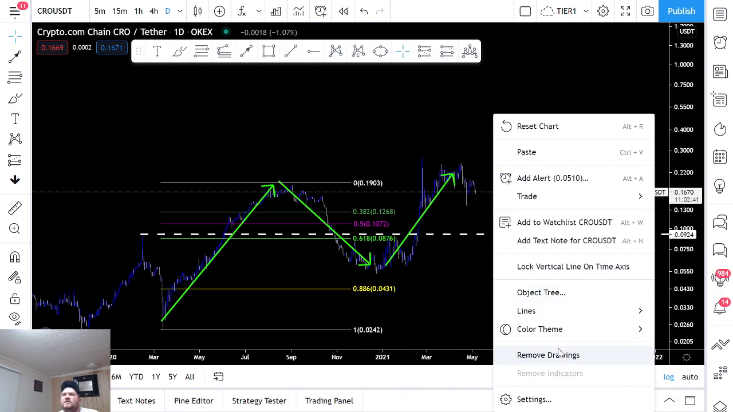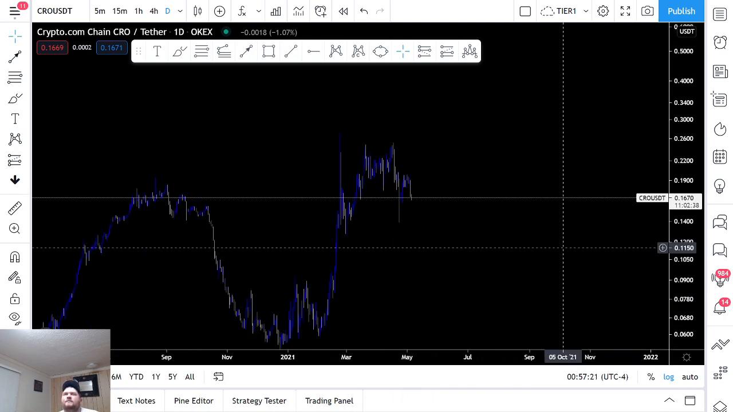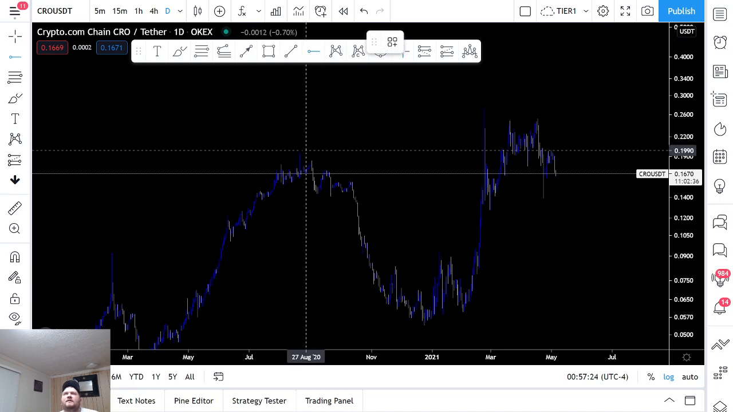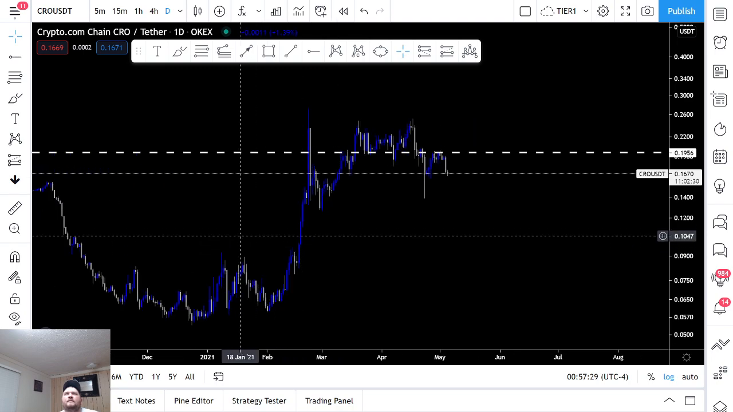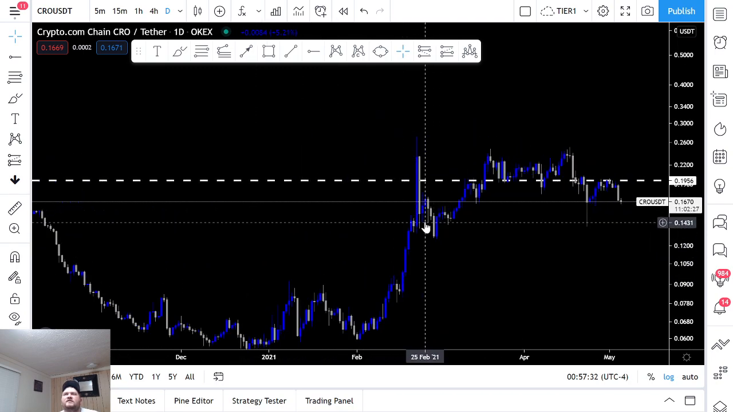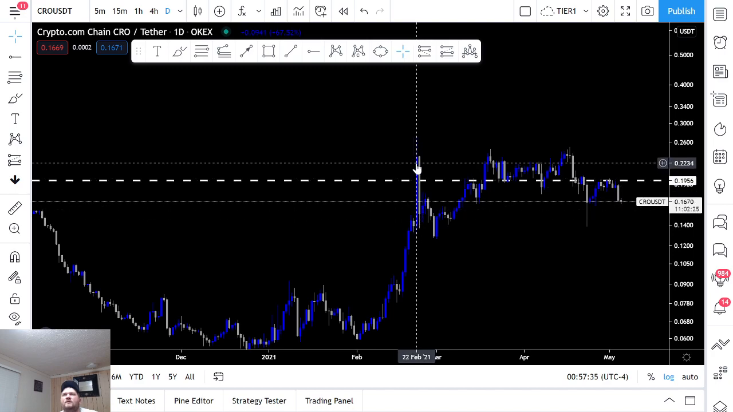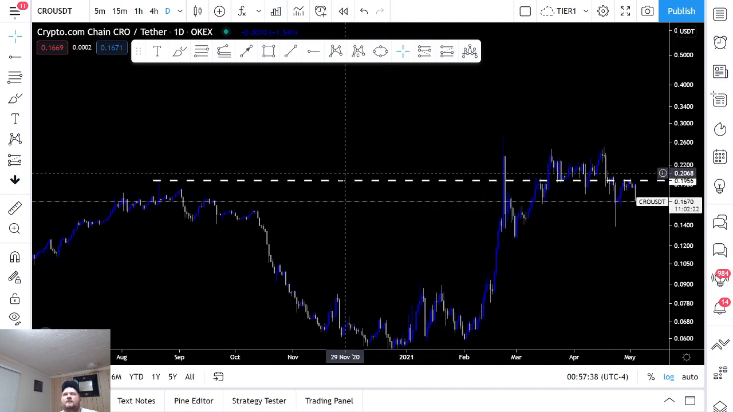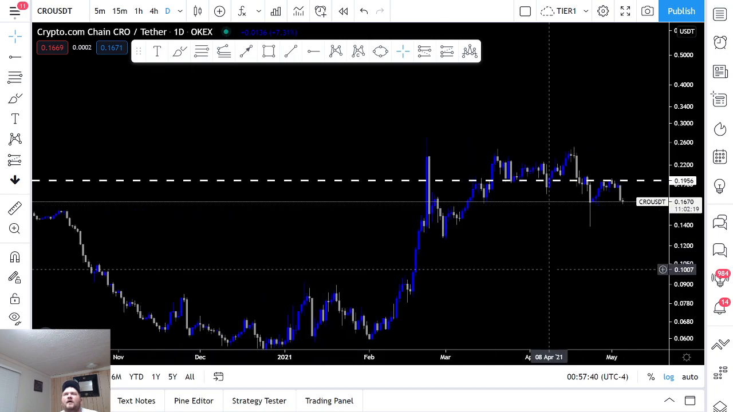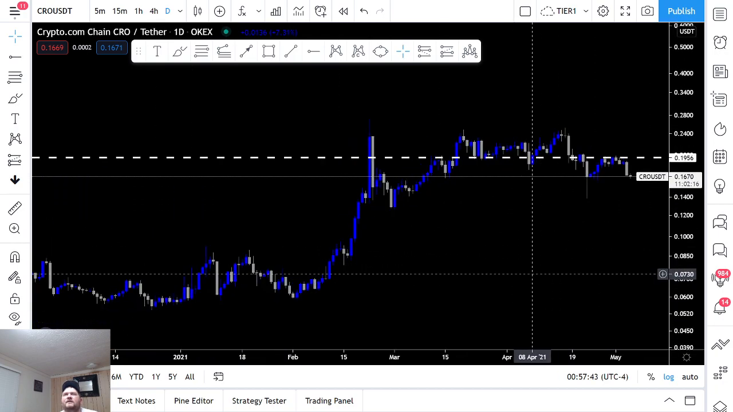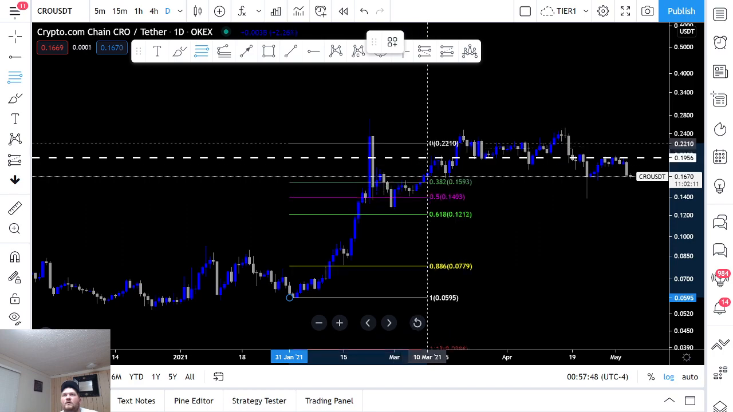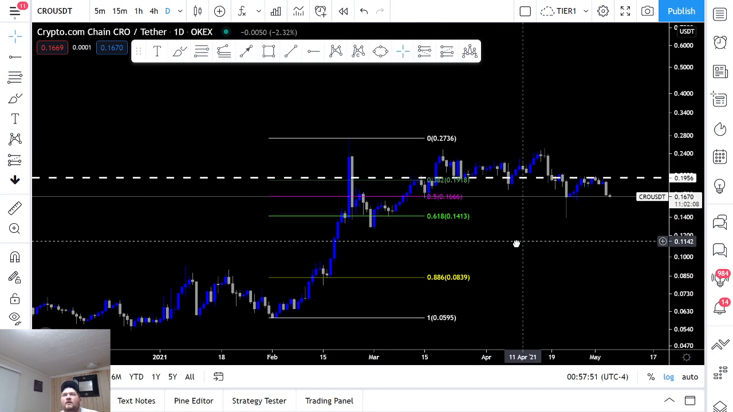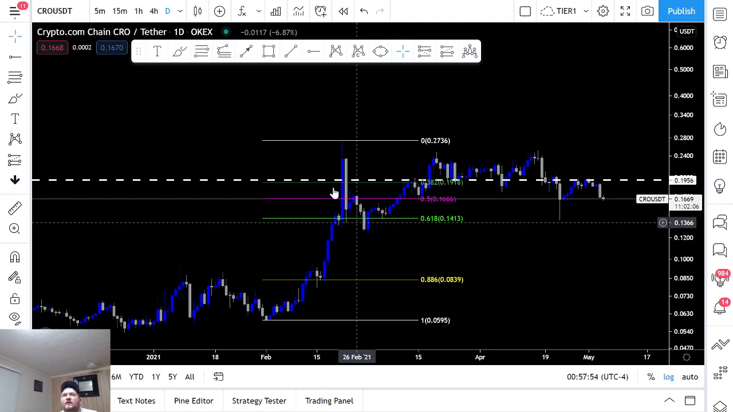If you look really close here, you can see that if we put a line right here, we can see that this big blue candle put in a higher close than this one. And as soon as we did, it looks like they were waiting. They were waiting to buy here at 14 cents.